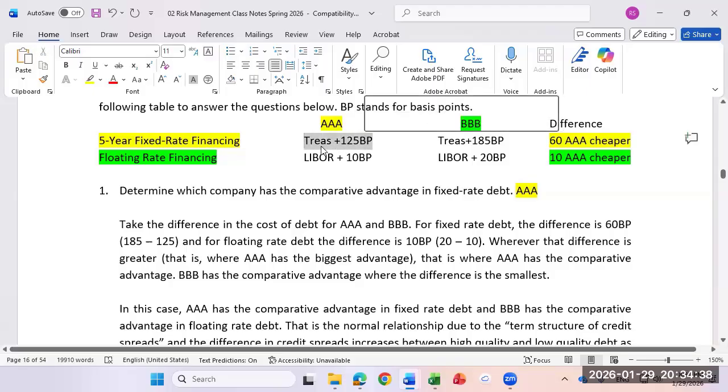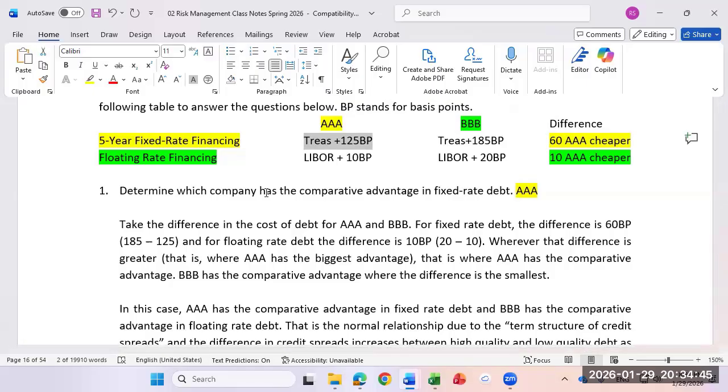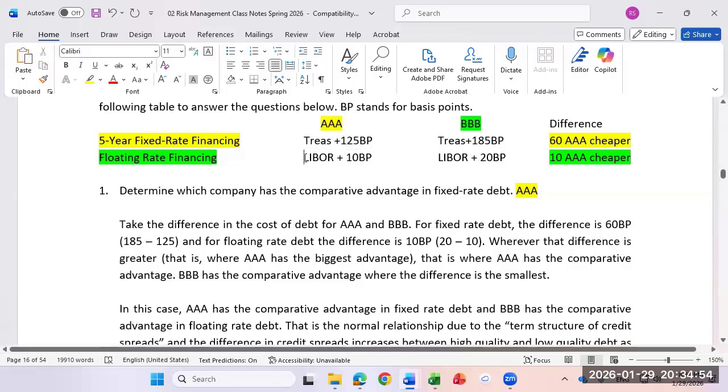All right, so if they borrow fixed rate, they would pay Treasuries plus 125, but that would be fixed for 5 years. So whatever the Treasury rate is when you start, if that's 4%, they're going to pay 5.25% for 5 years. It will never change. If they borrow floating, this says LIBOR. It should say SOFR.